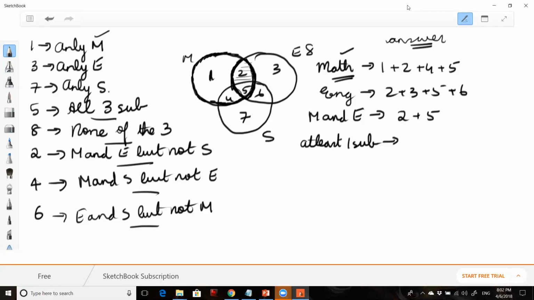At least one subject, guys. At least one subject means you need to understand the meaning. Don't jump the gun, right? At least one means people have passed one subject or 2 subjects or 3 subjects. So understand the meaning. Don't jump the gun and just tell me this has to be 5, right?